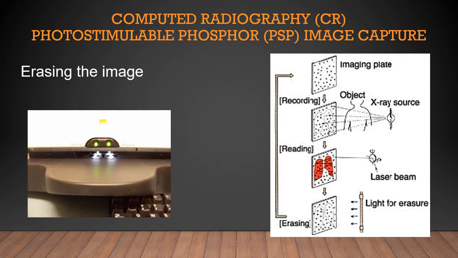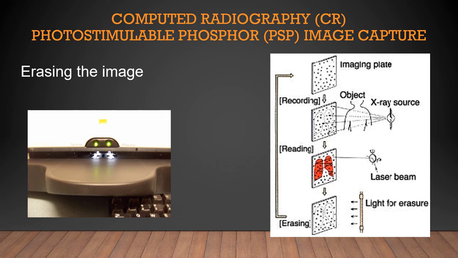The process of reading the image returns most, but not all, of the electrons to a lower energy state, removing the imaging from the plate. Imaging plates are sensitive to scatter radiation and should be erased. So every night, at the end of their shift in the early morning, the midnight shift takes all these cassettes that have been sitting all night and erases them, and they have to log that. And you have to do that if you have CR or PSP.